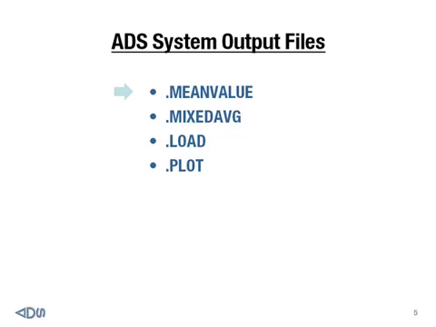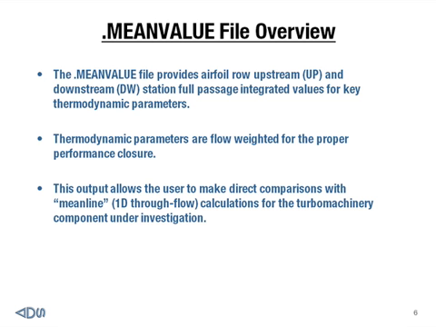Now moving on to the first type of output file, the .MEANVALUE file. A very brief overview of this file. As mentioned, this file provides upstream and downstream station full passage integrated values for key thermodynamic and flow parameters, and the type of parameters that would be found in a typical mean line used by gas turbine and turbomachinery companies.